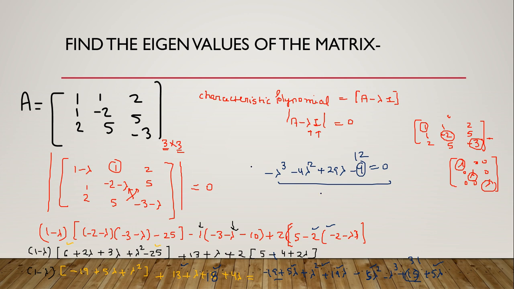So this is our characteristic equation. Okay, now we have to solve this. So let's see. I'm writing it down here. The equation is lambda cube plus 4 lambda square minus 29 lambda minus 12 equals 0. So usually what we do, it is a cubic polynomial or equation. So it will be having 3 roots, 3 eigenvalues.